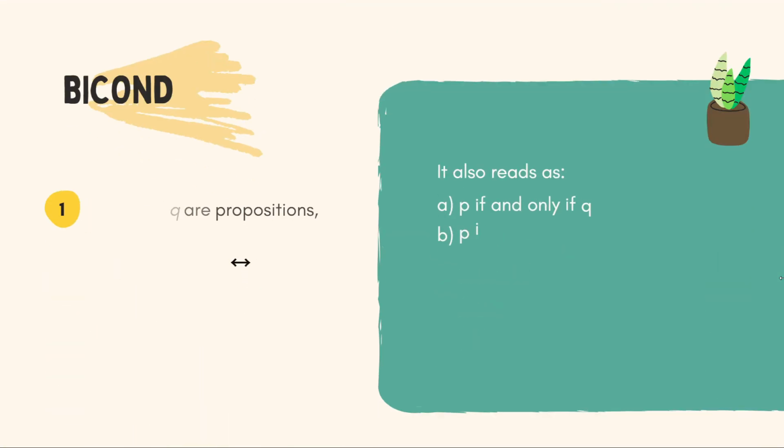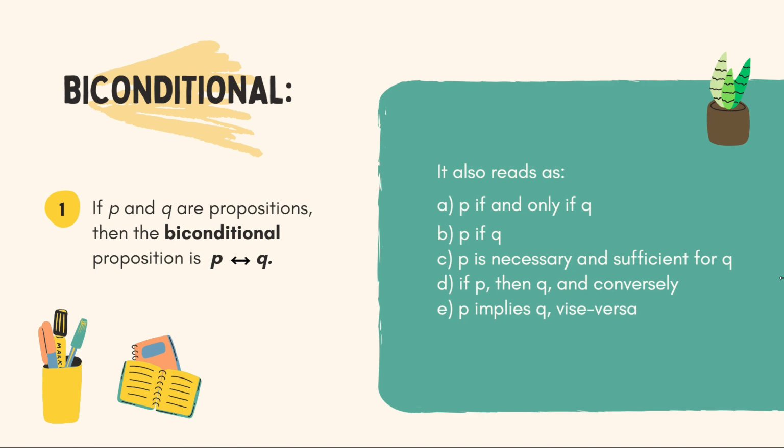The second one, biconditional. If P and Q are propositions, similar to the conditional or implication, the biconditional proposition is P if and only if Q. It also has many ways of being read, which is 1. P if and only if Q.